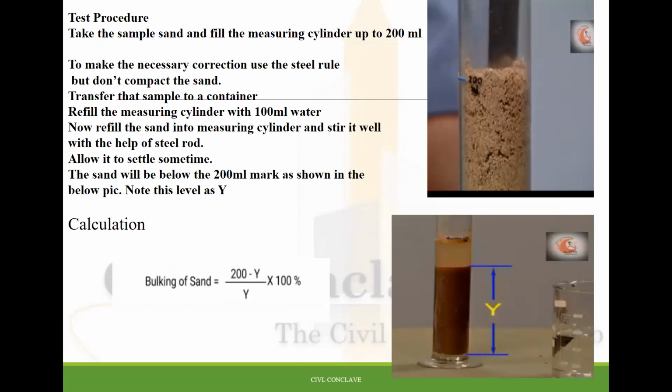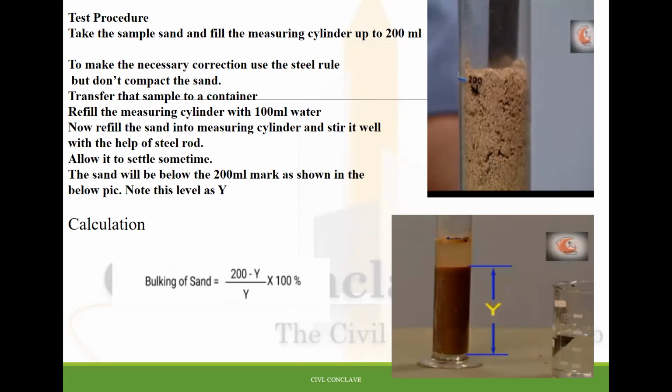Test procedure. Take a jar, fill the sand up to 200 milliliters. Okay. Do not compact the sand.